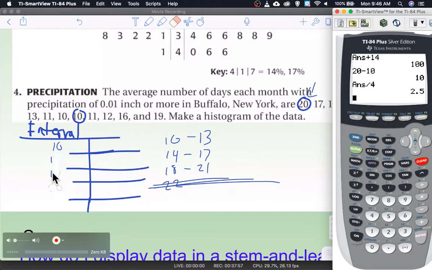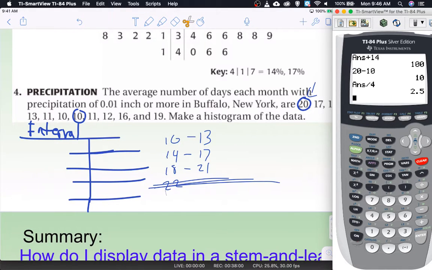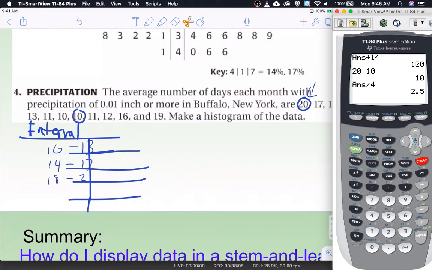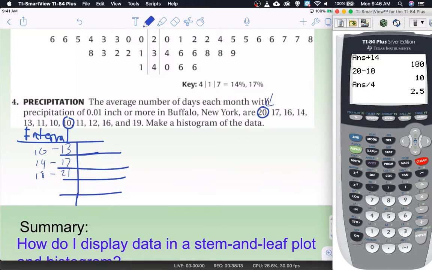So I think what I would do is I would do this. Now, if you chose something different, if you did the 4 categories or the 5 categories, I'm not saying you're wrong. I'm just giving you a personal preference on what I like. Now, I would take each of those and tally. 20, 17, 16, 14, 13, 11, 10, 10, 11, 12, 16, and 19. There we go.